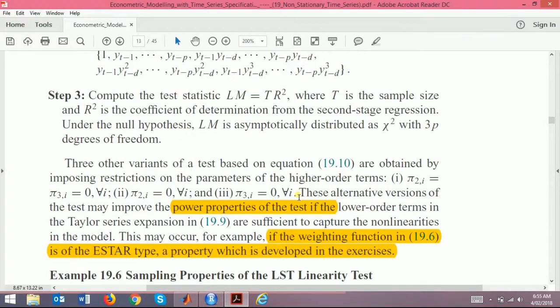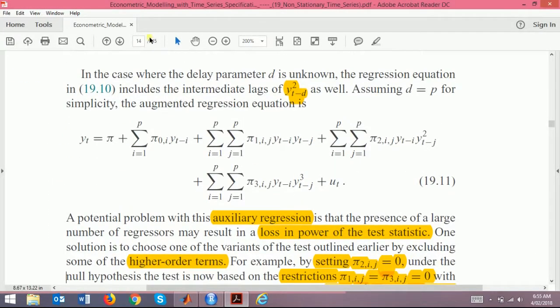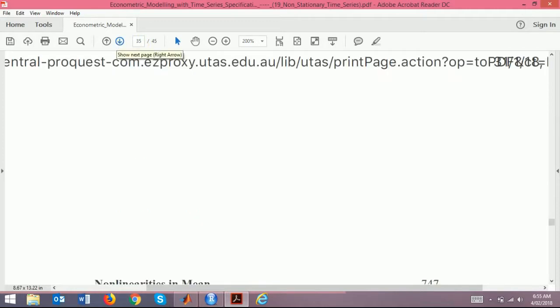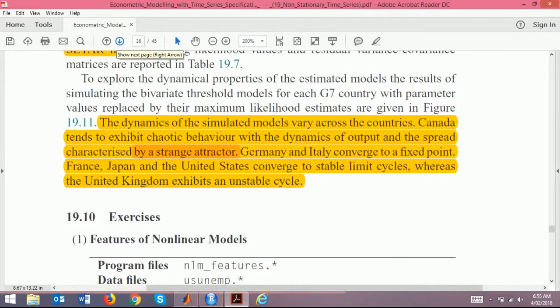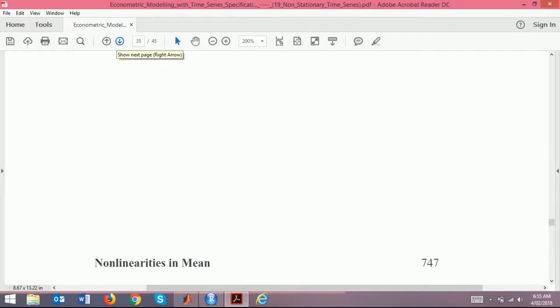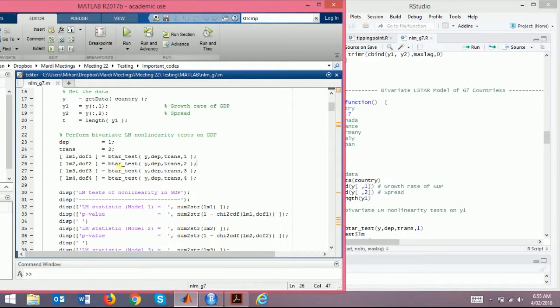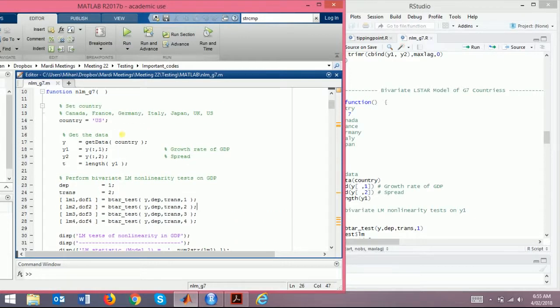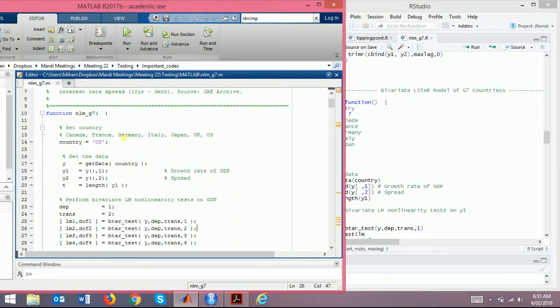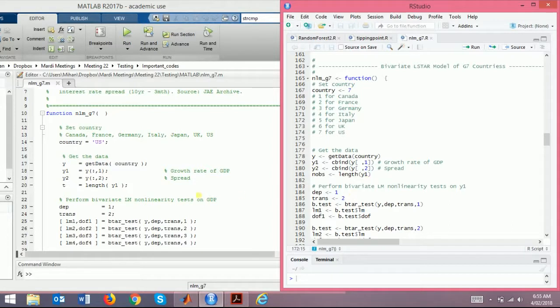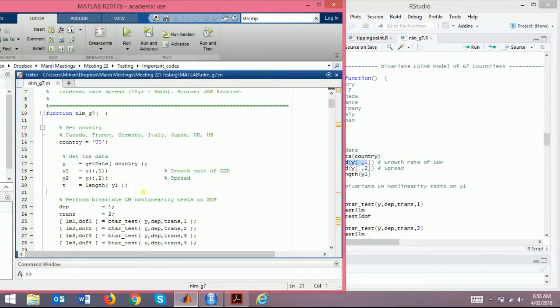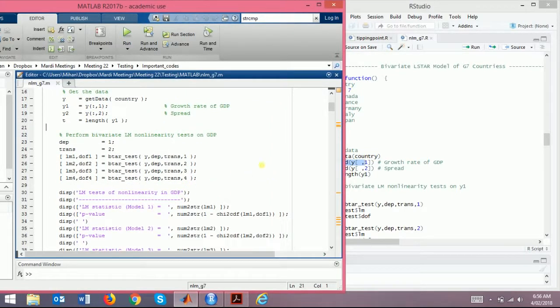So Taylor expansion, we use Taylor expansion, right? And let's go to 35. Transition is 2, and so we input the data given to us. First we get the data, get data function, column bind all rows on column. So we are representing the country that we have collected in columns, and we are getting prepared. Then perform bivariate LM nonlinearity test.